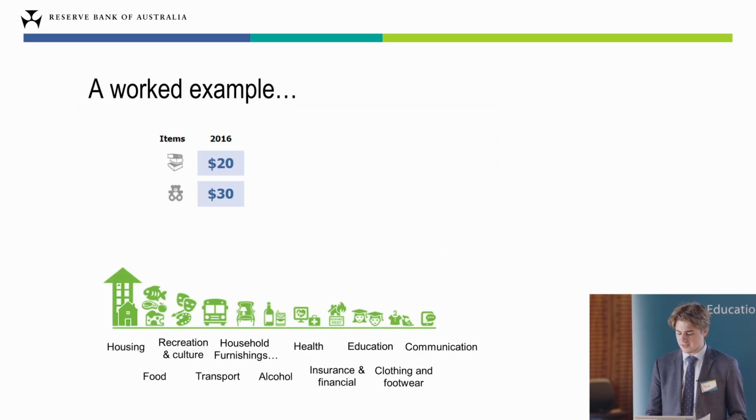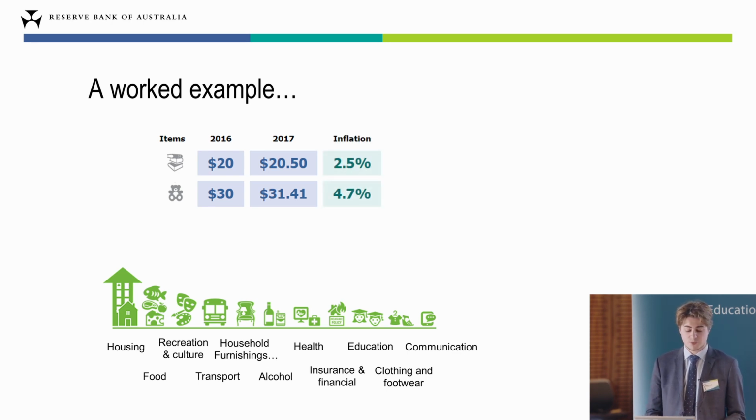So let's illustrate an example of how this aggregation can work. We have a very simple economy with books and toys, and we go out in one year and measure some prices. In the next year, we come back and record those prices again and find things have changed. So we can calculate an inflation rate for just books and just toys, 2.5% and 4.7%.